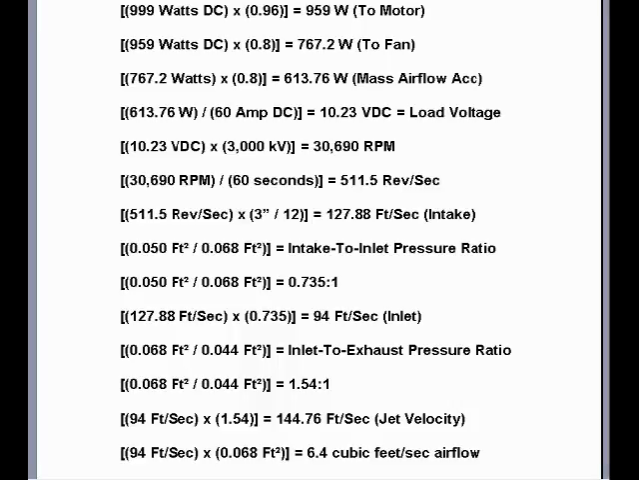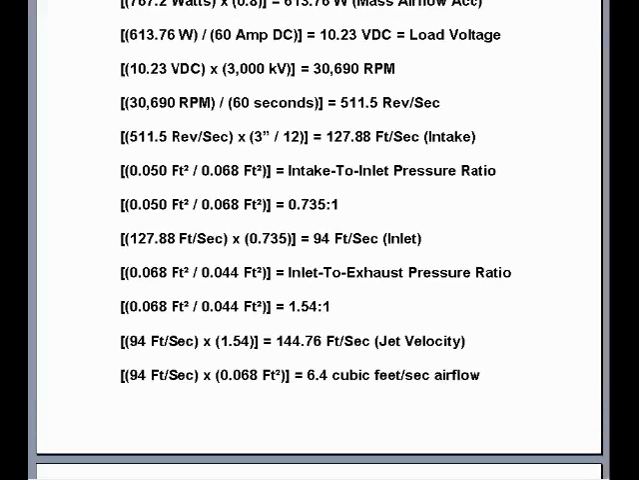And then to calculate the cubic feet per second airflow at 75% power, we would take the airflow velocity at the inlet, which is 94 feet per second, times the inlet cross-sectional area of 0.068 square feet. So at 75% power, there will be 6.4 cubic feet per second airflow.